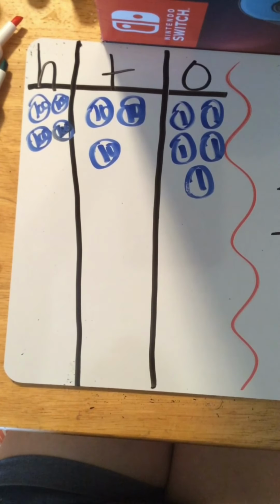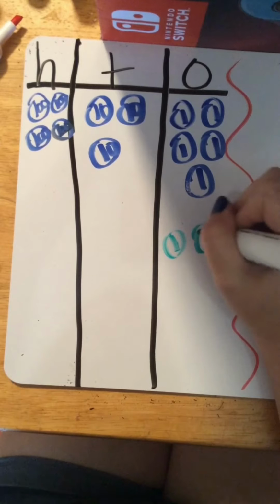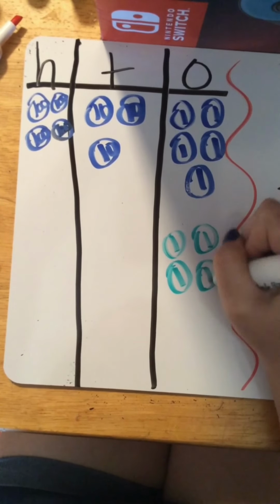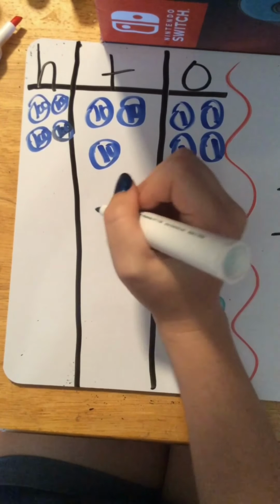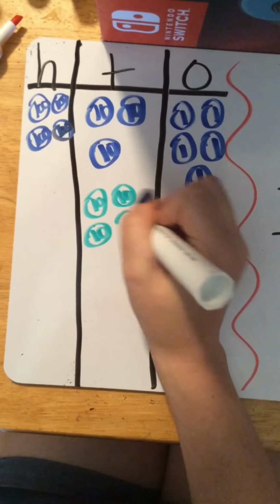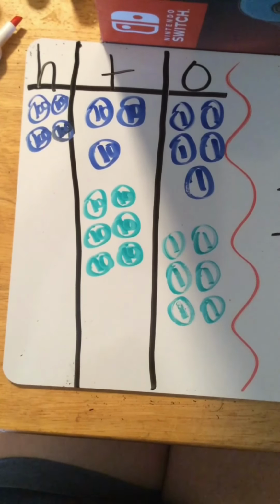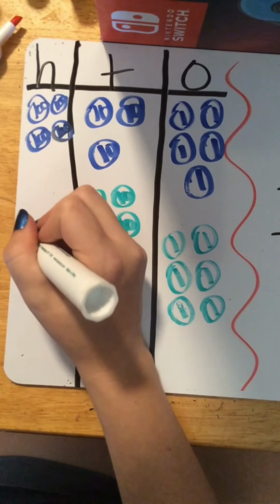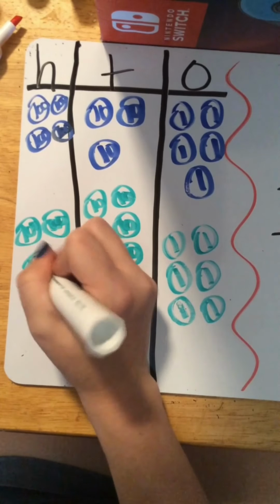Okay, and for our bottom number, we are going to do 376. We're going to start in our ones place, 6 ones. 1, 2, 3, 4, 5, 6, 7 tens. 1, 2, 3, 4, 5, 6, and then 3 hundreds. 1, 2, 3.